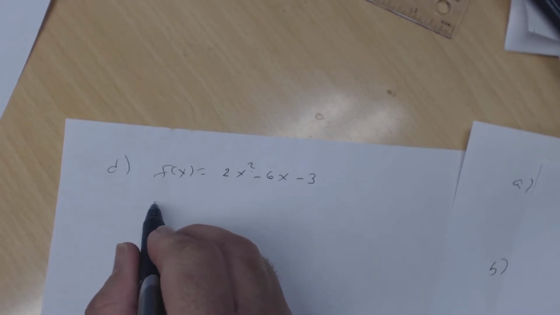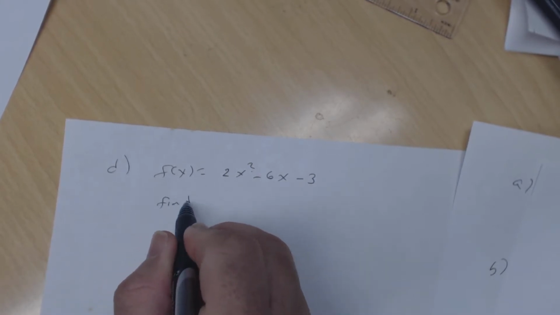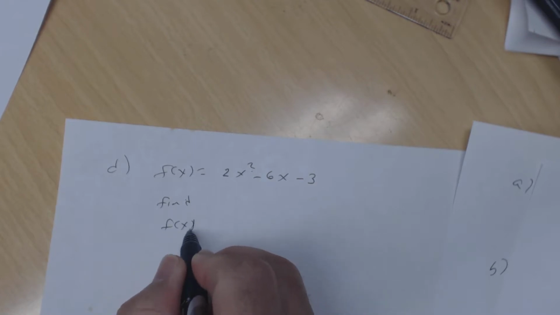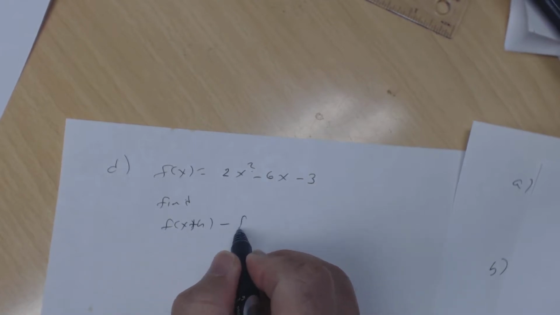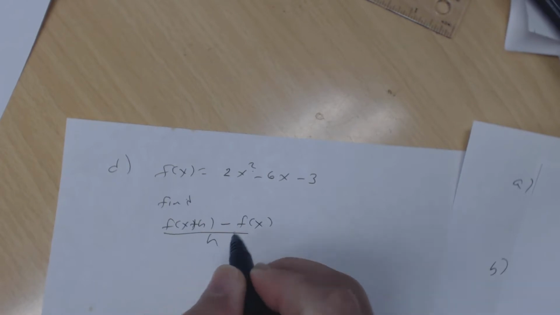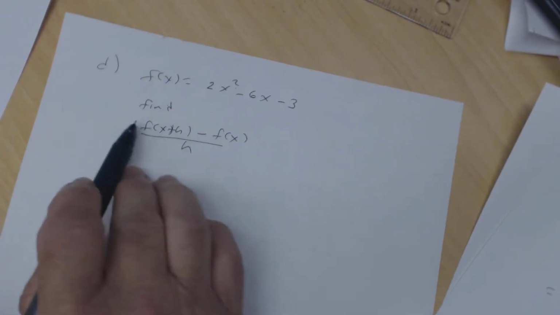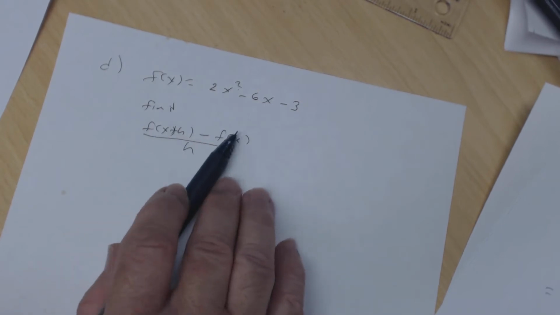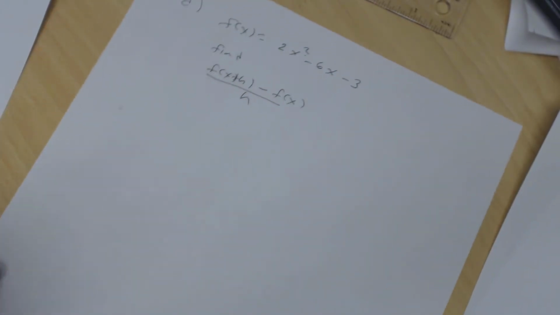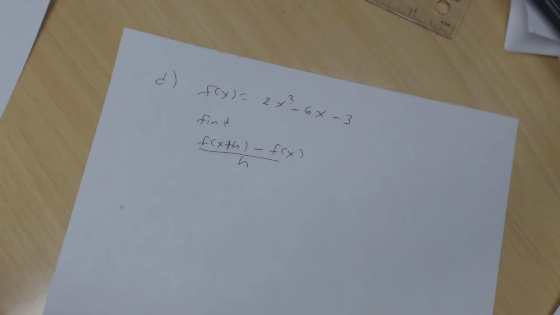All right, so I want to find f of x plus h minus f of x over h. So we're looking at the difference quotient. Remember, the difference quotient is the slope. Remember that slope, rise over run, slope of the secant line at any 2 points.